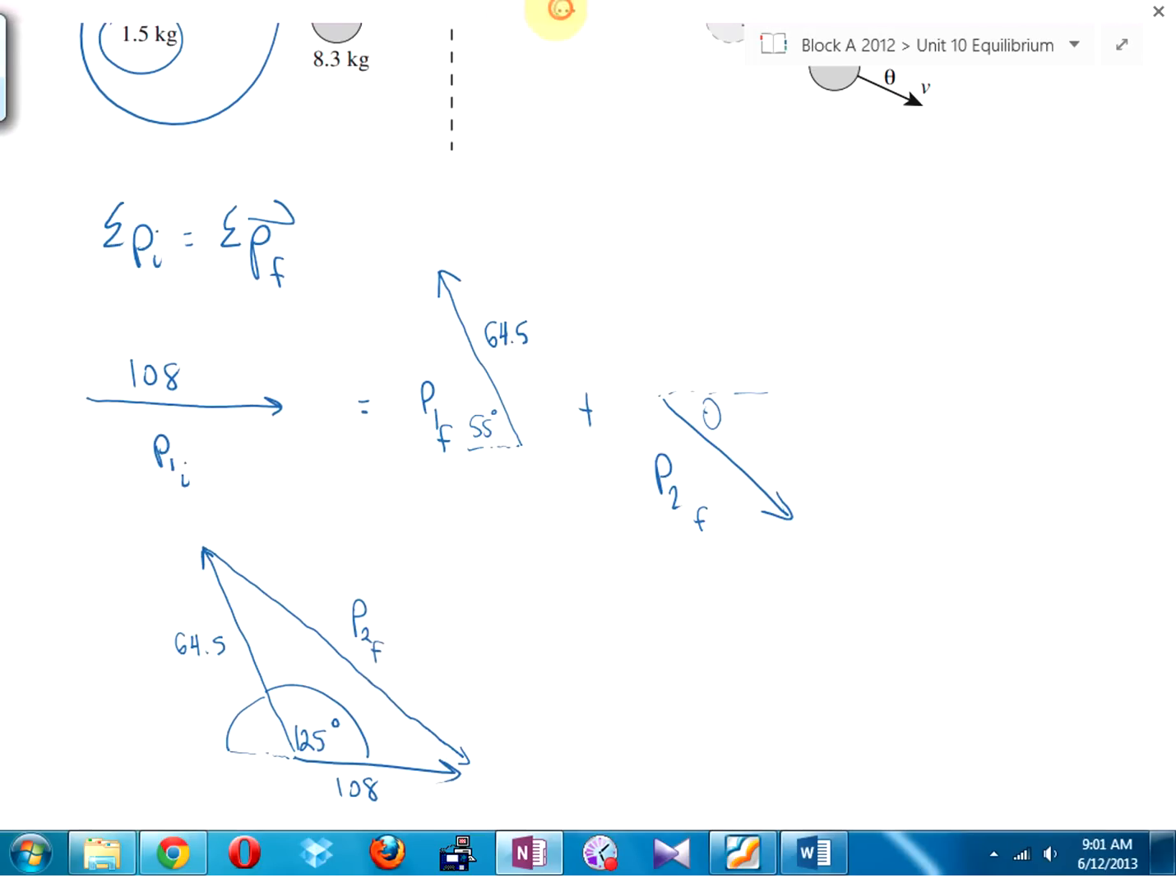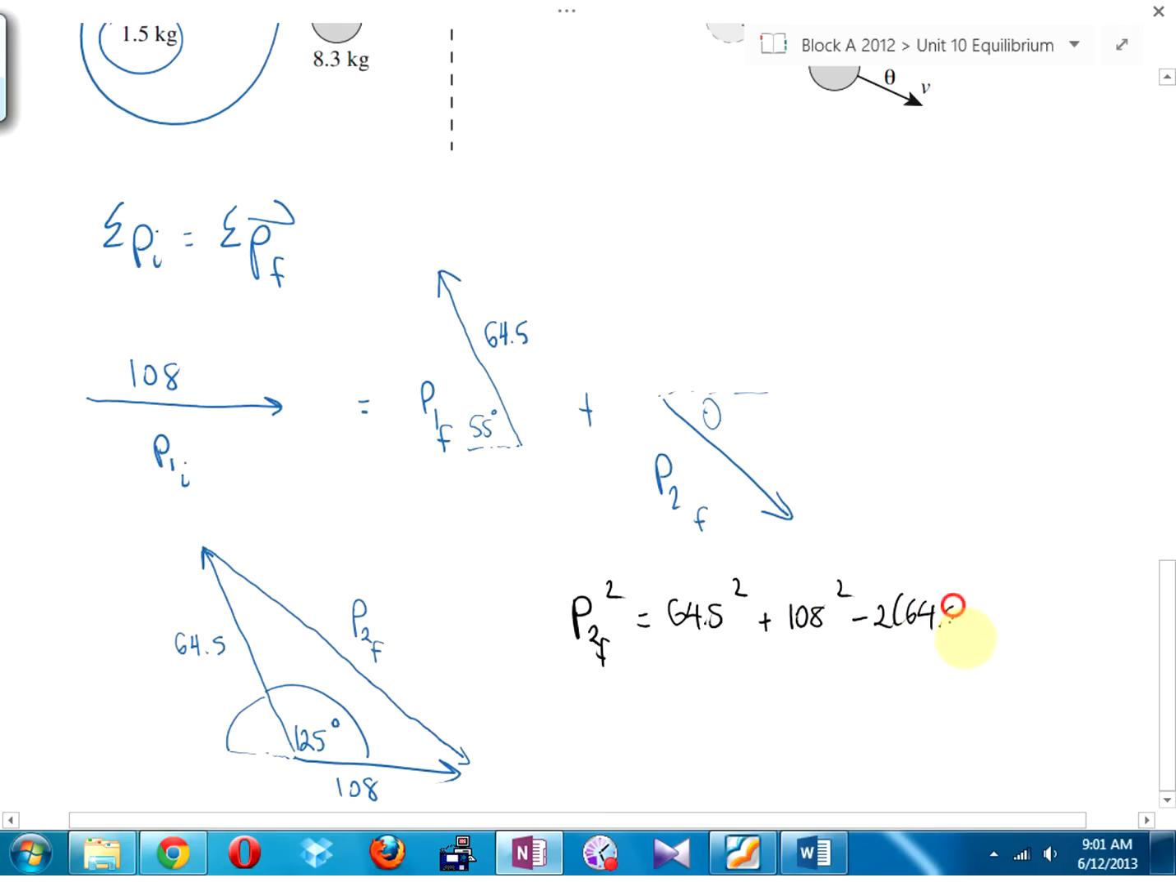The cosine law says this. Momentum 2 final squared equals 64.5 squared plus 108 squared minus 2, 64.5, 108 cos, what angle, Brett? 125. Calculator and square root, please. Remember, cosine law is right on your formula sheet.